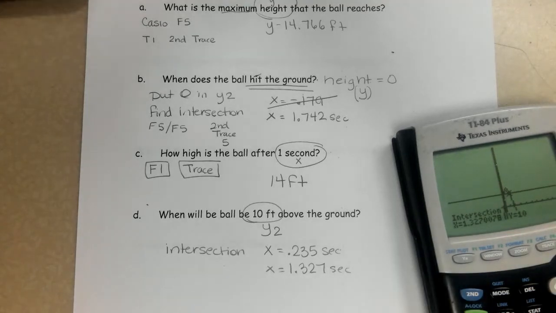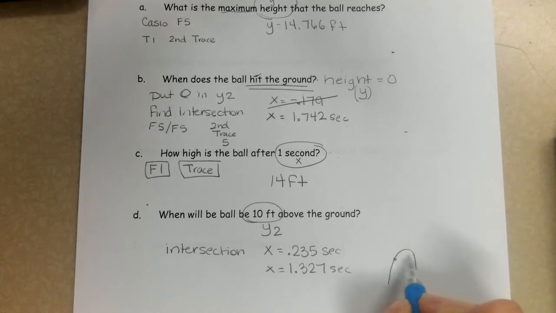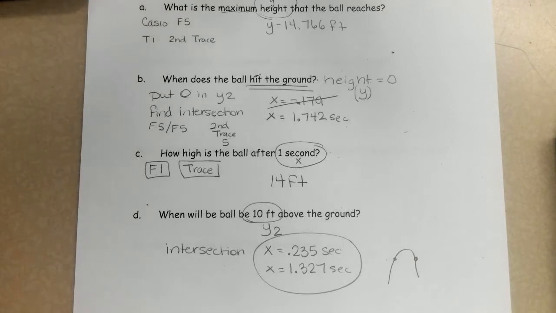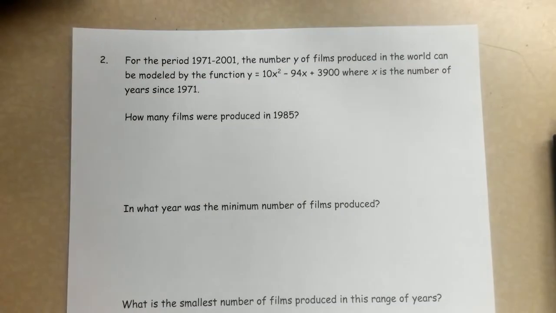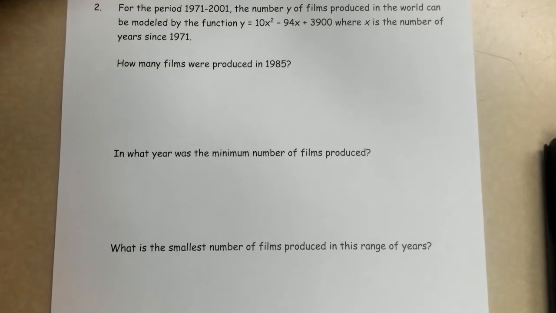Both x's are positive, so both x's are valid. One on the left, one on the right. Both of them need to be there to be complete. All right, let's try one more example. This one's written in a slightly different way.